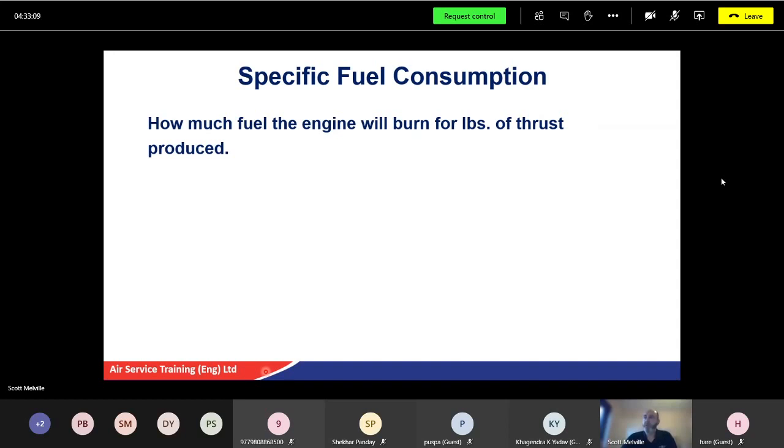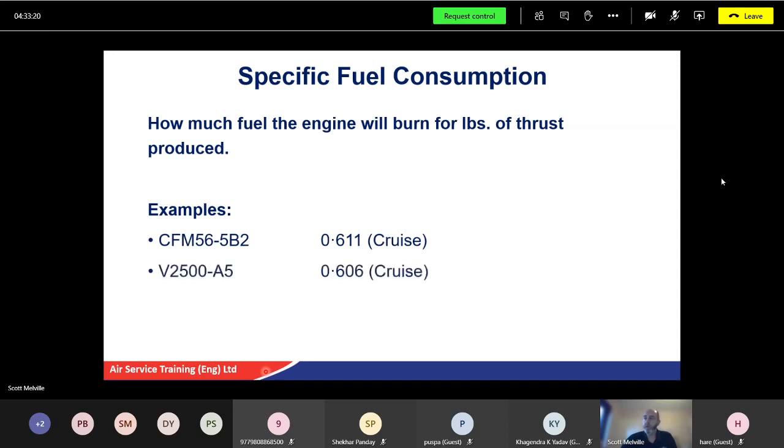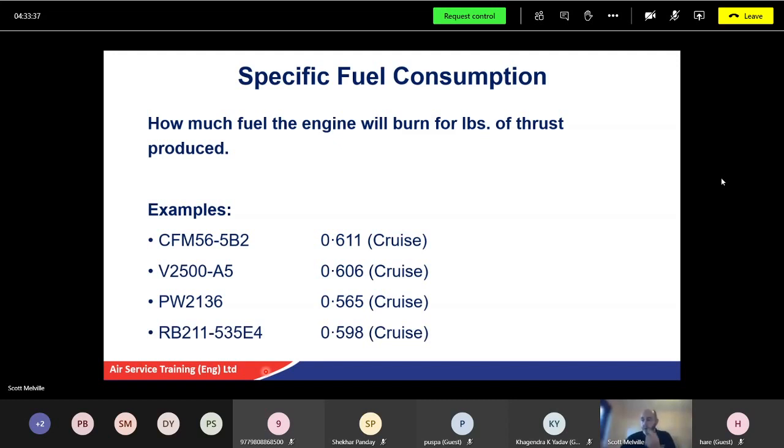Okay, how much fuel the engine will burn for pounds of thrust produced? We've got an example there. Again, CF6 engine, that'll use 0.611 per cruise. And you've got a V2500 of 0.606. Again, just examples. All right. Pratt & Whitney of 0.565 at cruise. So the Pratt & Whitney is a bit more efficient. That would be 211, like it would be fitted on a 747, about 0.598 at cruise, so a bit more efficient.